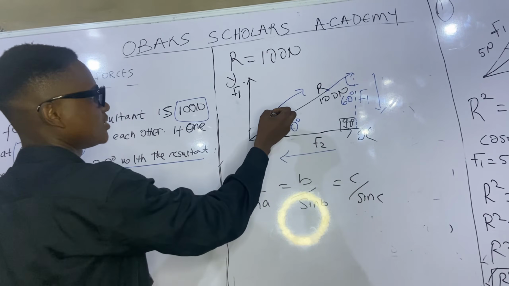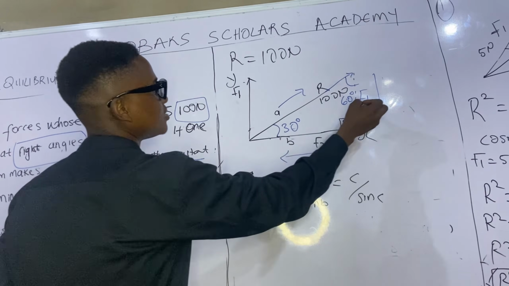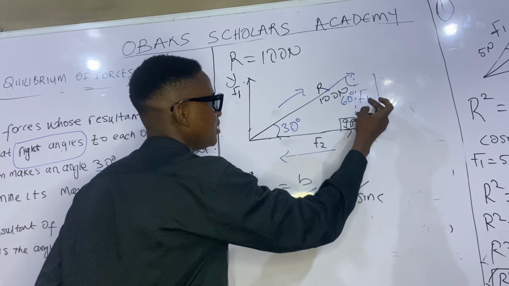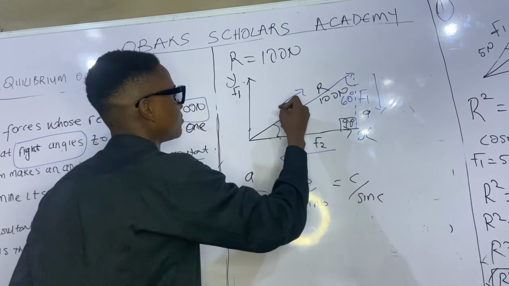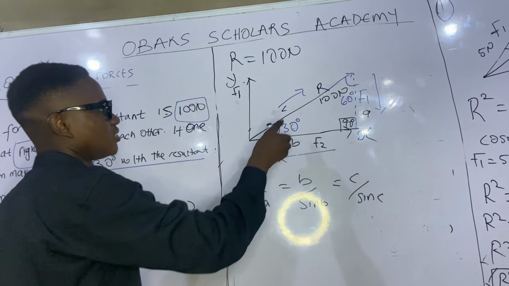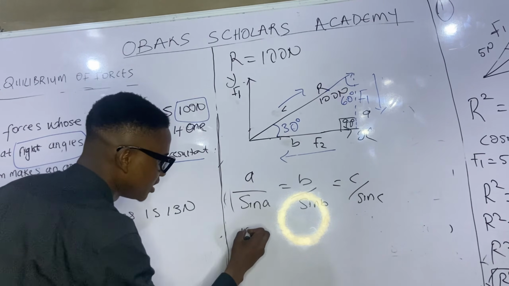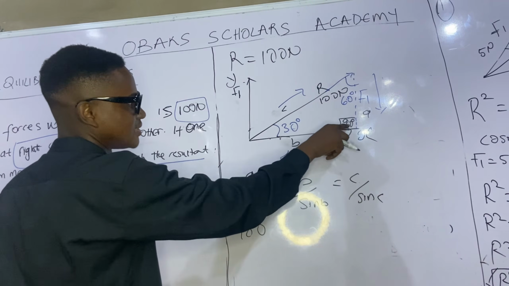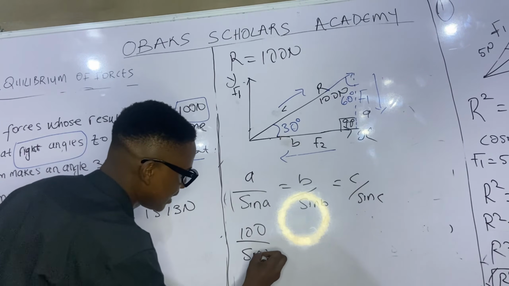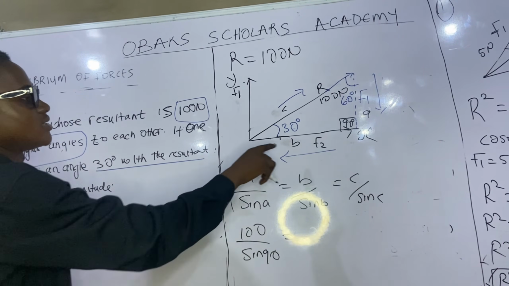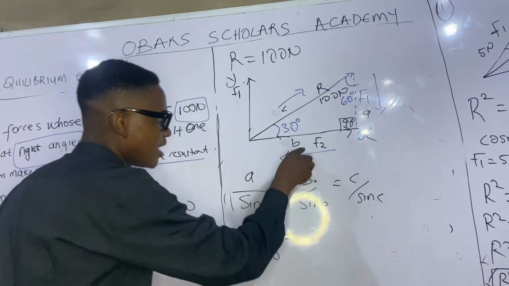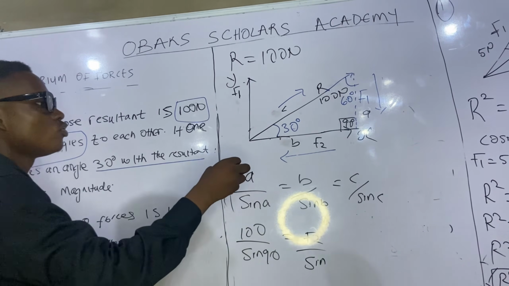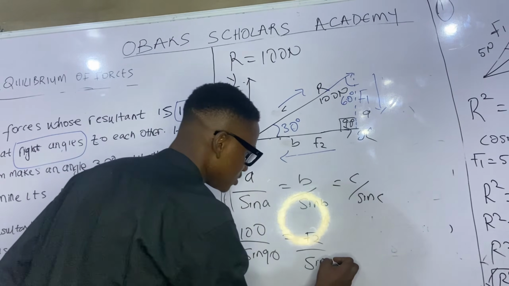So let's label this one A, B, C, and use this part with this part. That will be 100, and the angle opposite this side is 90, so 100 over sine 90 equal to... We're looking for this F2, so let's use F2. F2 is B. So that will be F2 over sine of the angle opposite F2, which is 60, so over sine 60.